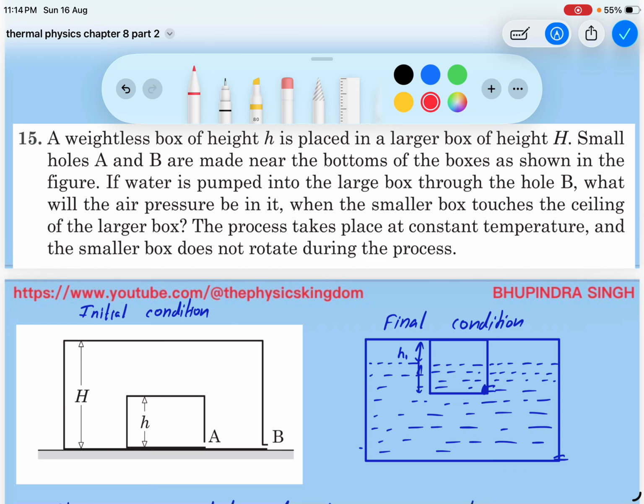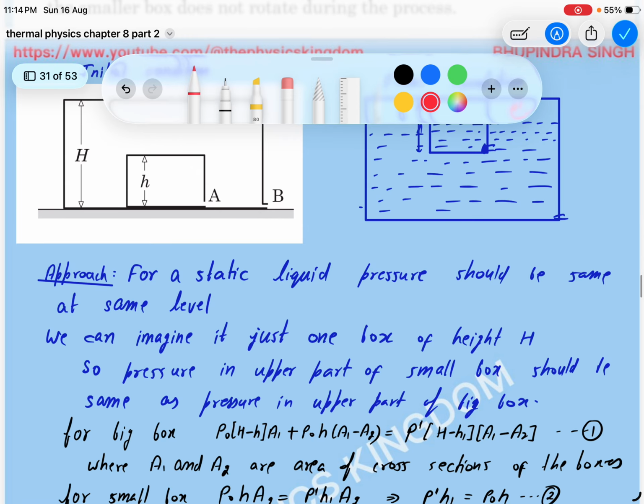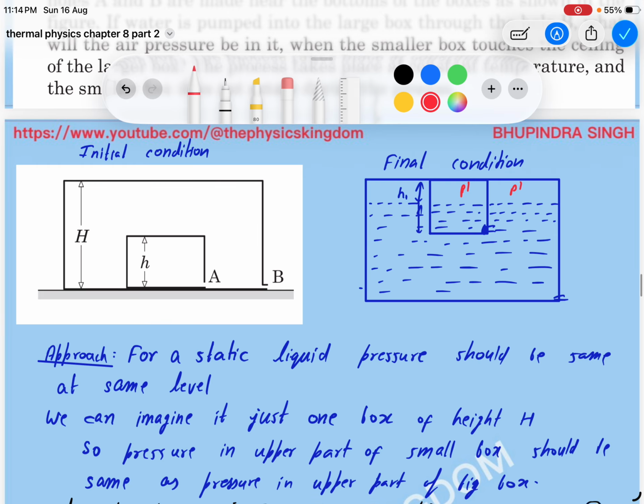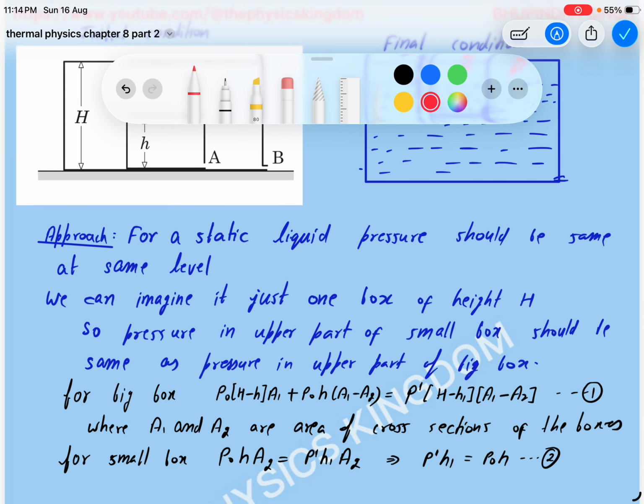Here we have some air at a particular pressure P dash, here also some pressure is there, you can say it is P dash, here also the same pressure. Now for a static liquid, pressure is the same at the same level. I'm calling the height of air above the liquid H1. So for a static liquid pressure should be the same at the same level, so this concept I'm using. So I'm just considering it as one box.